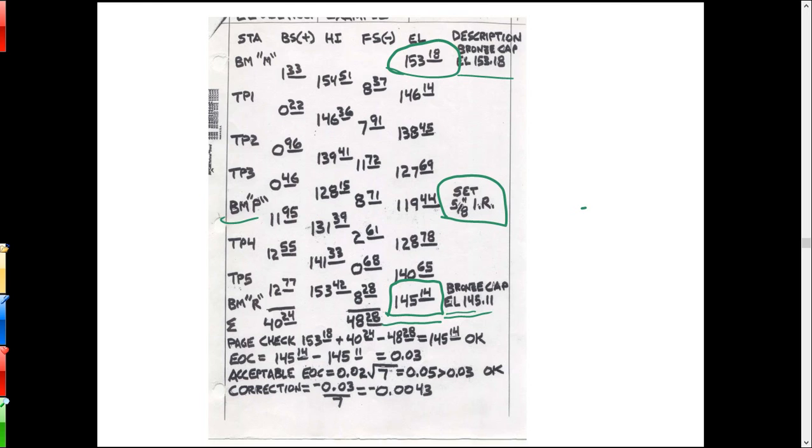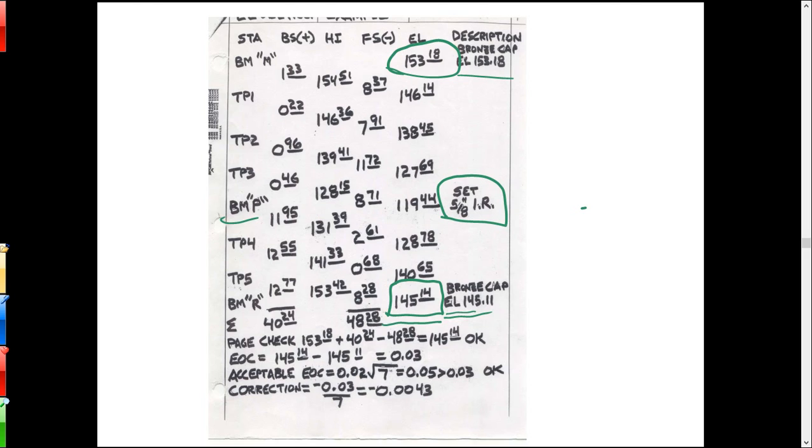Now, if I'm just out there doing profile leveling, shooting shots on the dirt, I don't really care about a little bit of error. It doesn't bother me too much. But when I'm setting a benchmark, I care. I want to know how much error I got. I want to fix it as best I can. It's a little different story here when I'm setting a benchmark, okay? So let's go through the process of rectifying this error, okay?